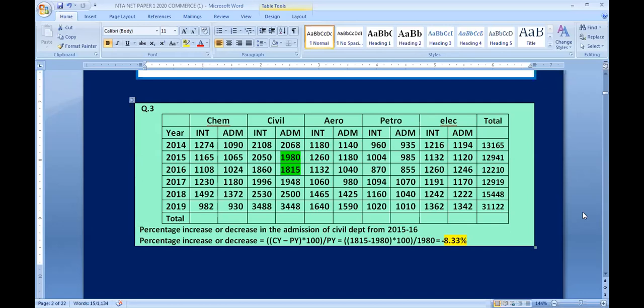So percentage increase, decrease, both the same formula: current year value minus previous year value into 100 whole divided by previous year value. When I say current year, you should think about the highest year given in the question. It is not that current year 2020. That's not the current year.